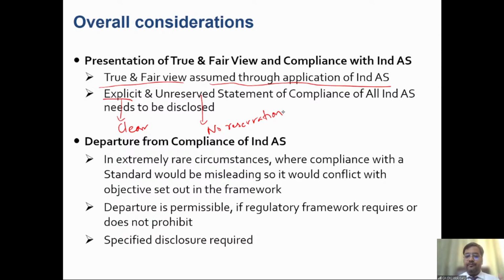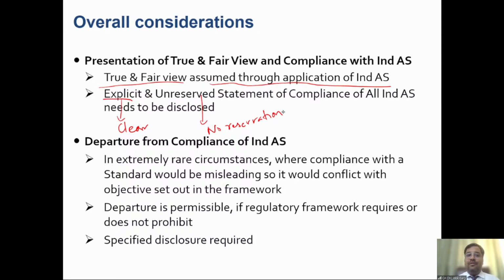So guys, departure is permissible if the regulatory framework requires or does not prohibit it. But whenever you are departing, you are required to provide a specific disclosure. For example, you need to write that there is a loan given to a KMP, but it has not been disclosed separately as required by Ind AS 24 due to the confidentiality requirement.